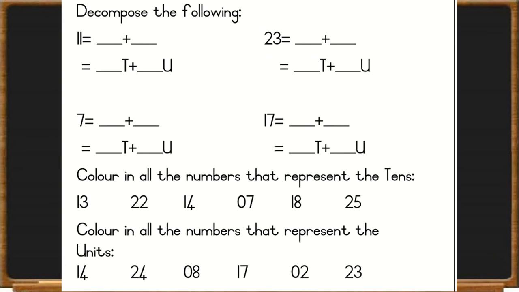Still on page 12, the next question is to decompose the following. So this is what we did just now previously in the lesson. So we say 11 is 10 plus 1 because on the left it tells us how many tens and on the right it's how many ones. And we know 1 ten block equals 10 and 1 unit equals 1. So 10 plus 1 equals 11. So 1 ten block plus 1 unit equals 11.